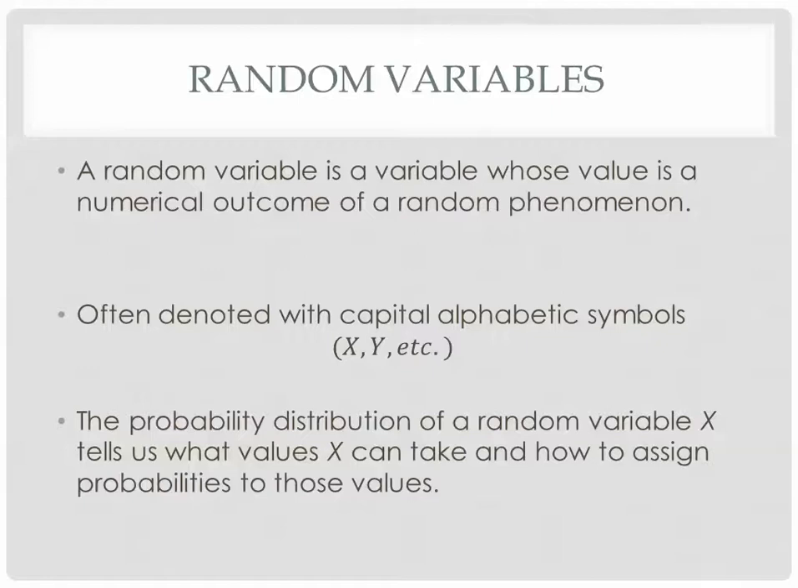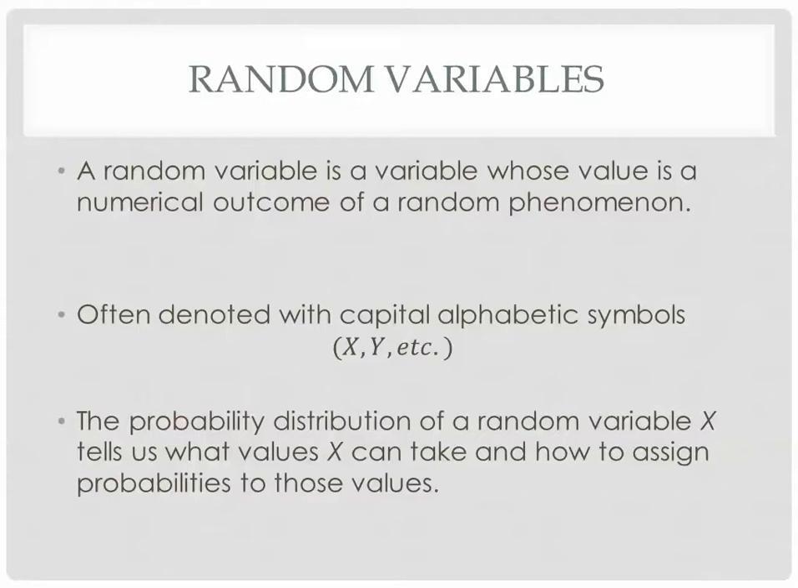So you know what random phenomenon is. Flipping a coin, rolling dice, those are random phenomenon. Many other things will fall in that. Here's the highlighted thing though. It's a numerical outcome. So we are talking about quantitative data. And we often denote random variables with capital alphabetic symbols. Capital X and capital Y are your most common.